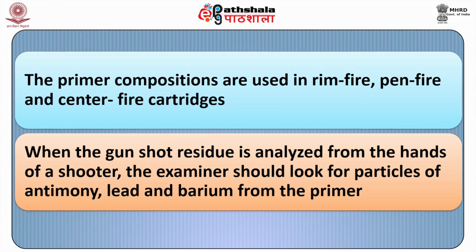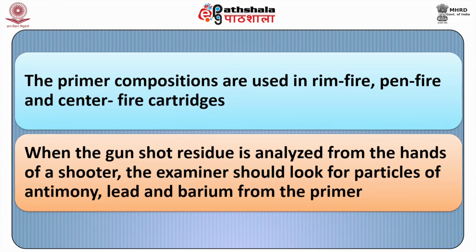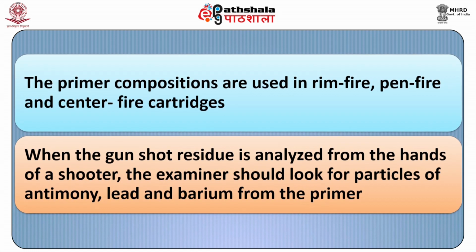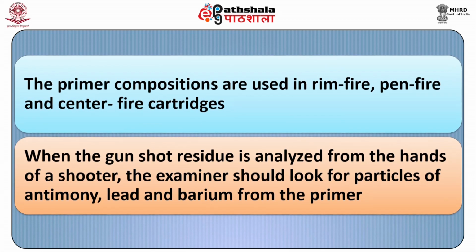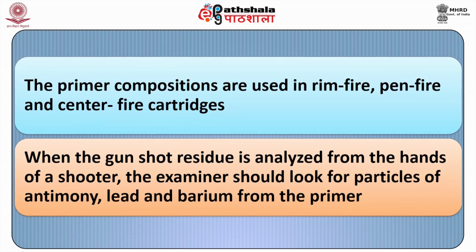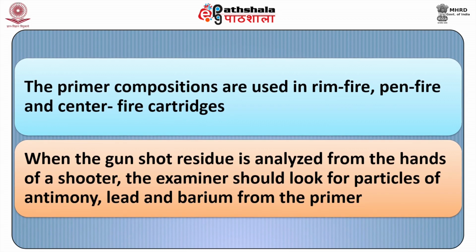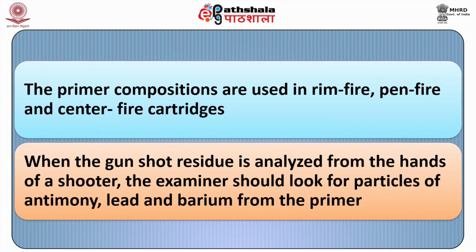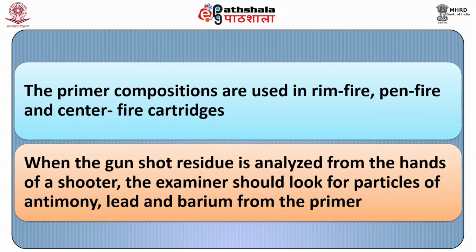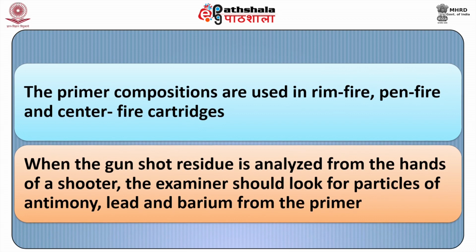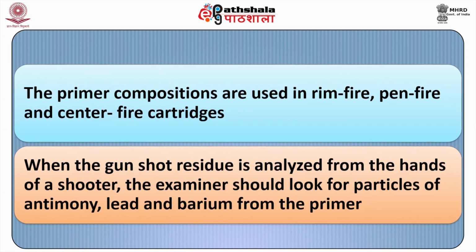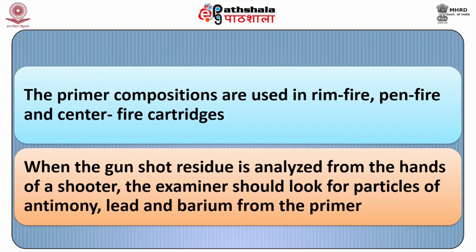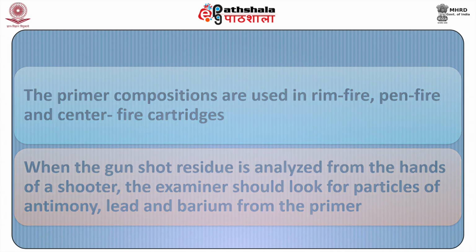The other two important points with regard to primers to be kept in mind are: first one, the primer compositions mentioned above are used in all systems of ignition, namely the rimfire, pinfire, and centerfire cartridges. Secondly, when the gunshot residue is analyzed from the hands of a shooter, the examiner should look for the particles of antimony, lead, and barium from the primer.